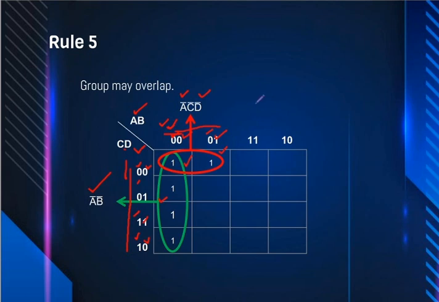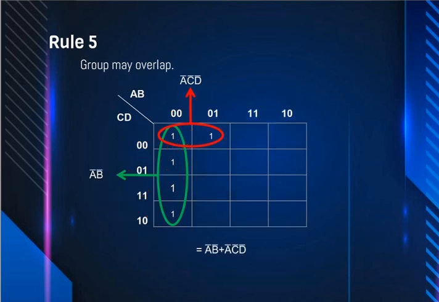So the main purpose of this map on this slide was to make you understand what is group may be overlap, what is overlapping. So this is overlapping. When we have a single variable 1, we cannot leave that alone, we have to merge that in a group or make another group. So even if we have to do the overlapping, we should do overlapping. Now, group may be overlapped, so this is the same, we make the equation and the final equation is A complement B complement plus A complement C complement D complement.